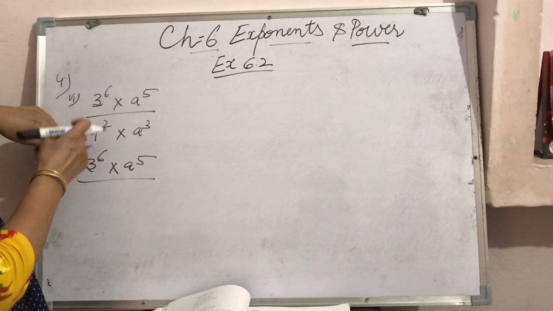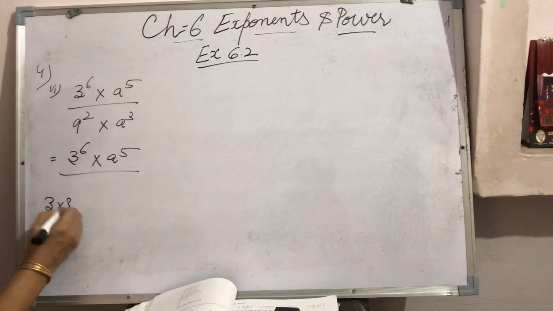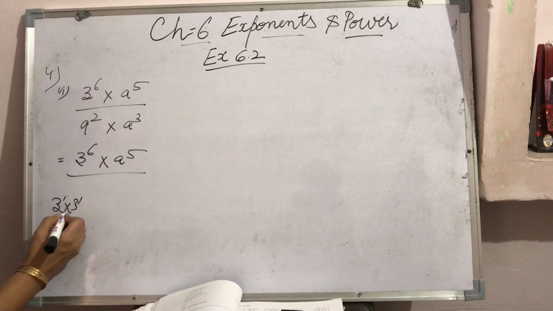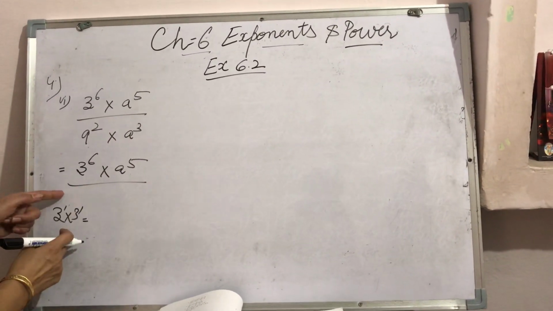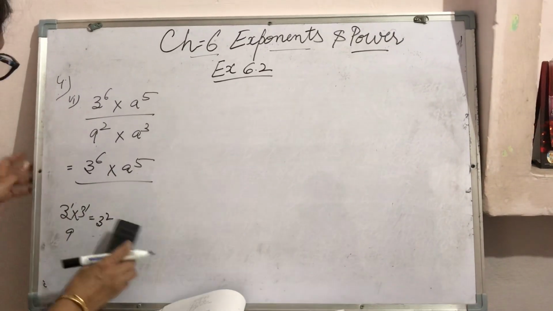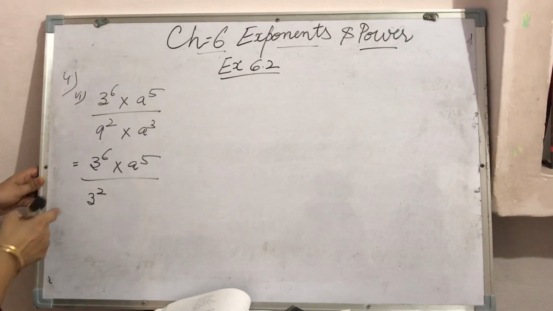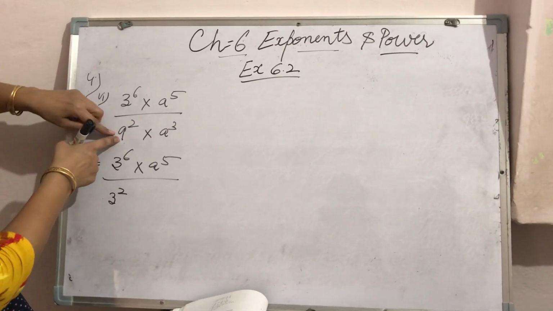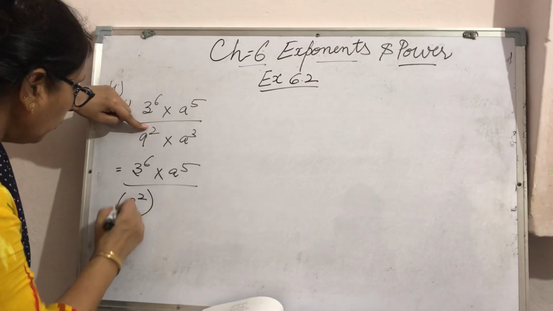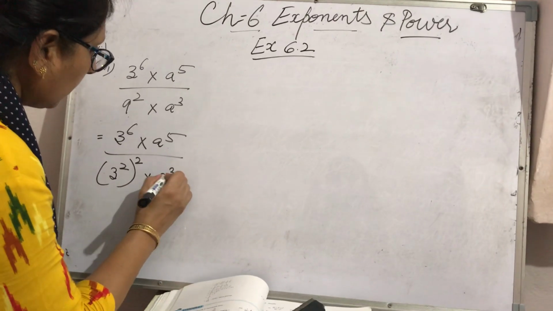9 we can make with base 3. 3 3s are 9, like 3 power 1, 3 power 1. So if we want to write it in exponential form, 3 raised to power 2. We can write 9 in this way also. This is only the exponential form of 9, but we already have power 2 in this way. Then a raised to power 3.